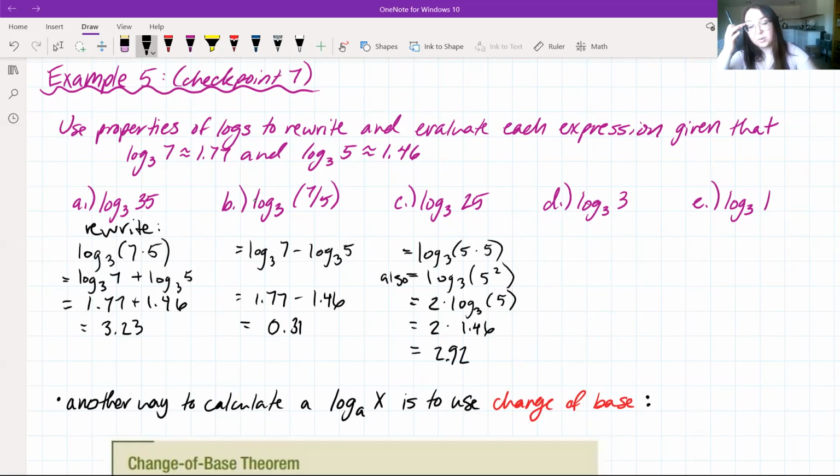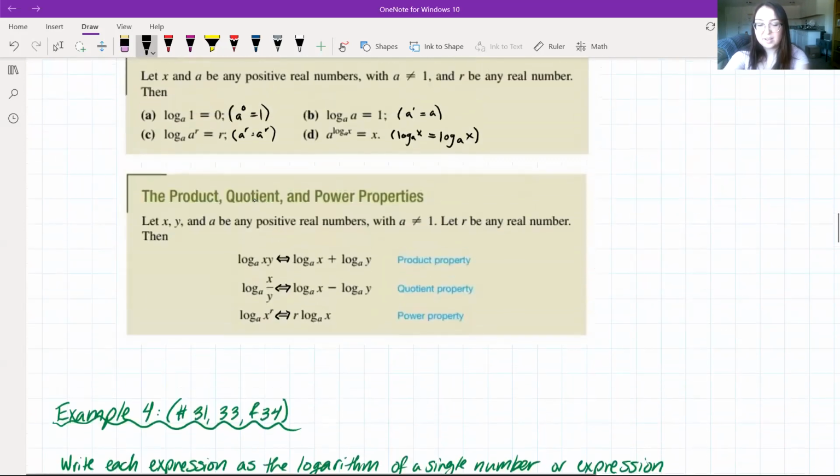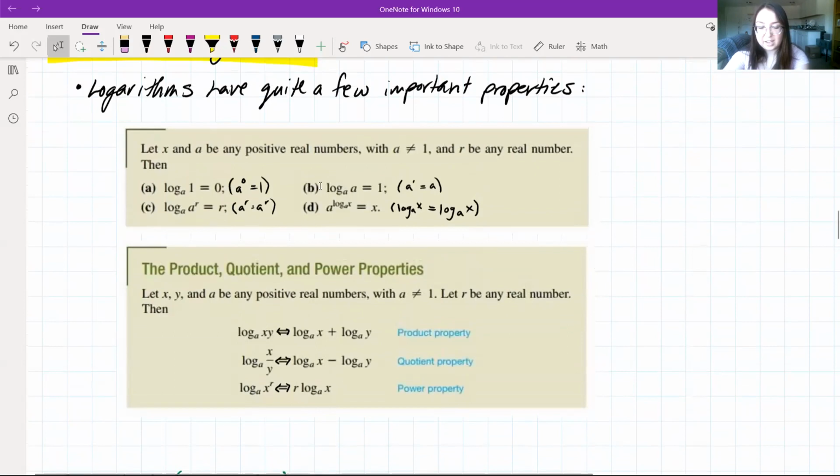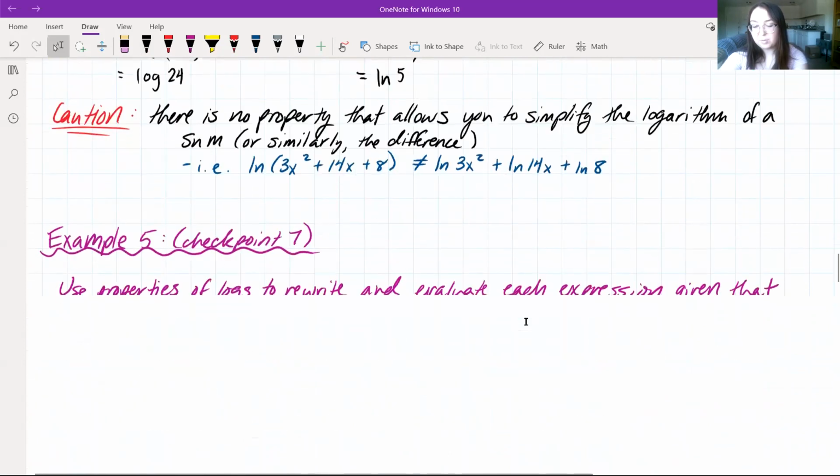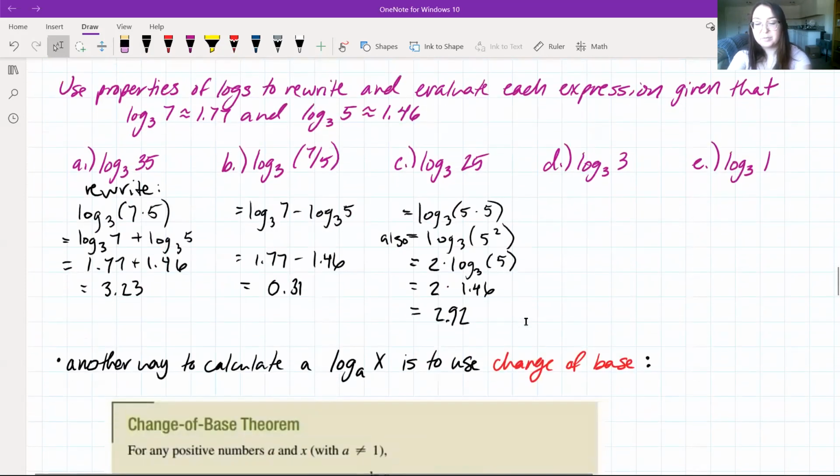And for part D, we're going to use some of those other properties. So for part D, we have log base 3 of 3. And if we notice, well, this looks a lot like log base a of a, which we know when we rewrite this in exponential form, this means that we have 3 to the y power is equal to 3.